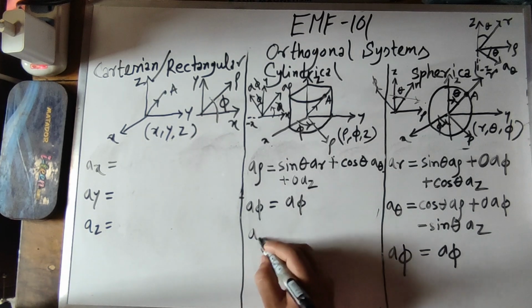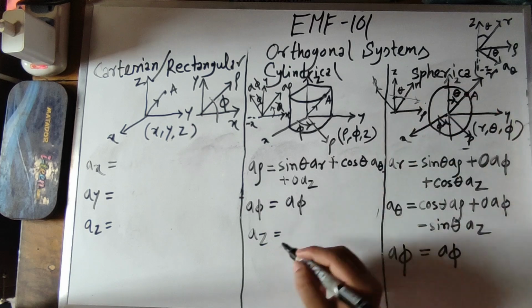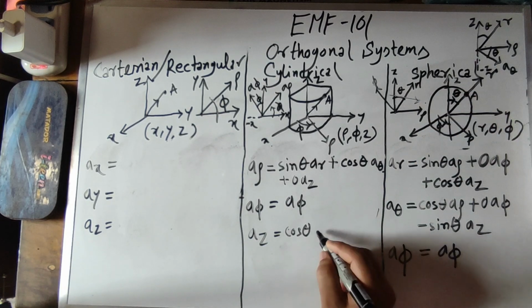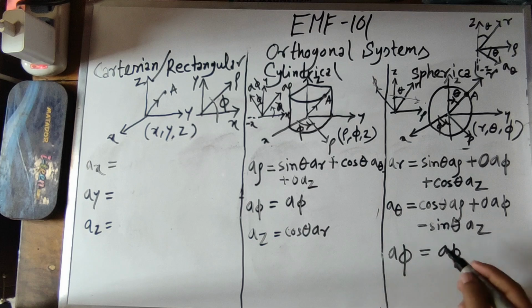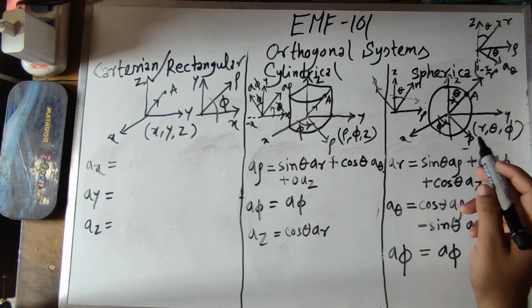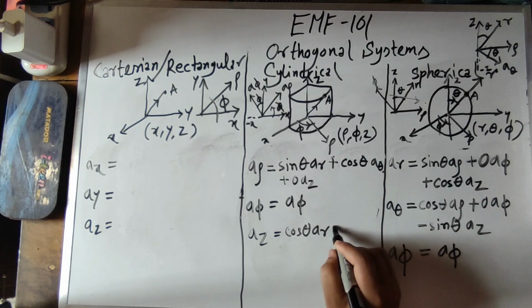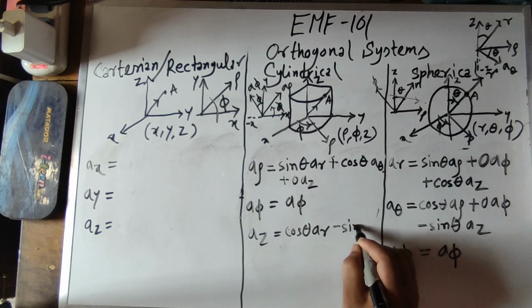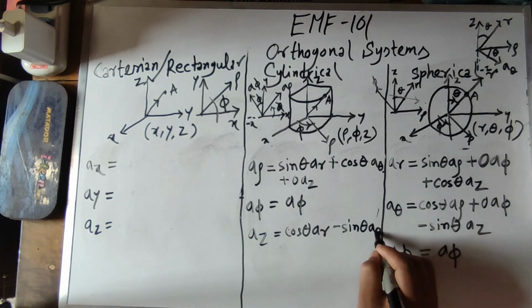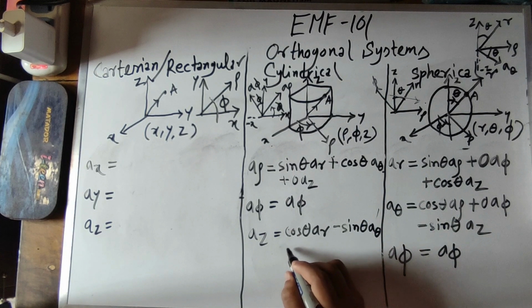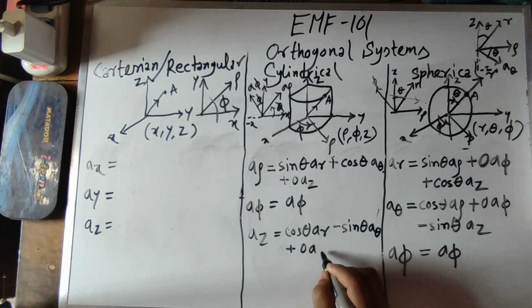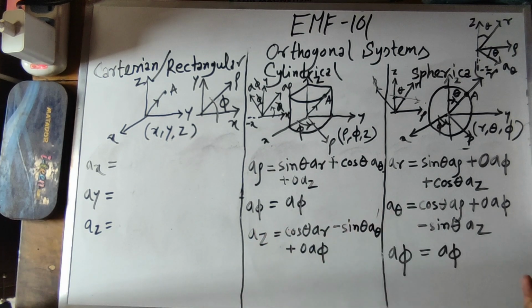And for az, az has a cos theta component in the direction of r, so ar, minus sine theta in the direction of a theta, so minus sine theta a theta, and it is perpendicular to phi, so plus 0 a phi. So these are the transformations from cylindrical to spherical or spherical to cylindrical for a vector.